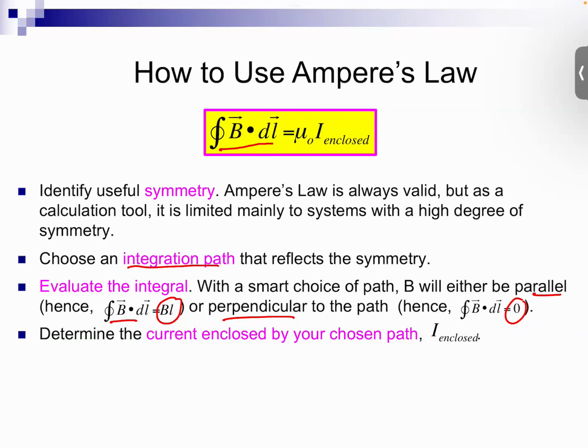So essentially, we can boil this down into steps. The first step is to choose the integration path. The second step is to determine how much current is inside the closed path that you've chosen. And once you've determined the current and you have reduced the integral into B times L, it's just a matter of rearranging the equation to find B.